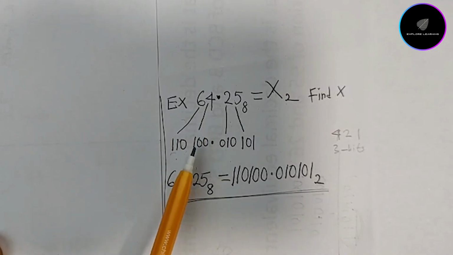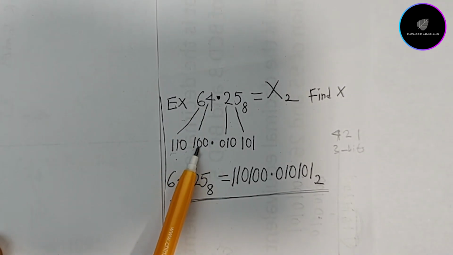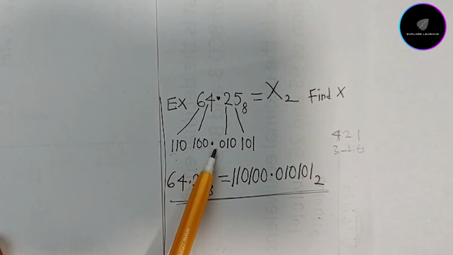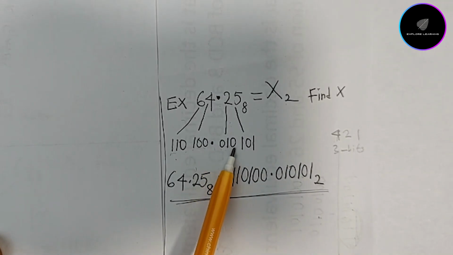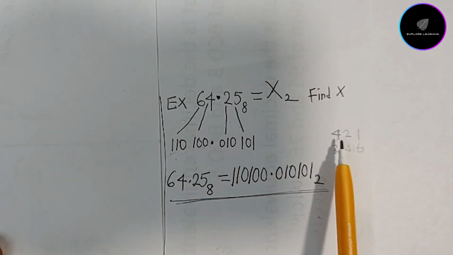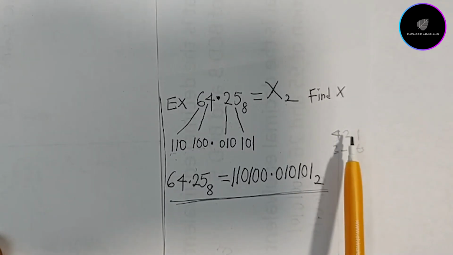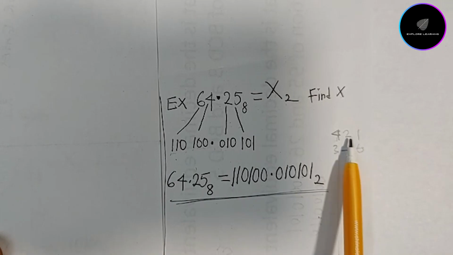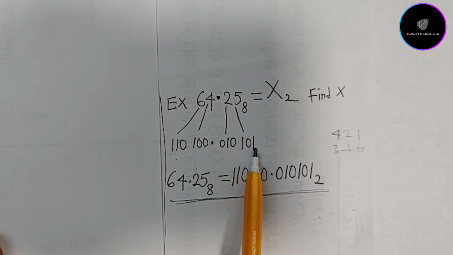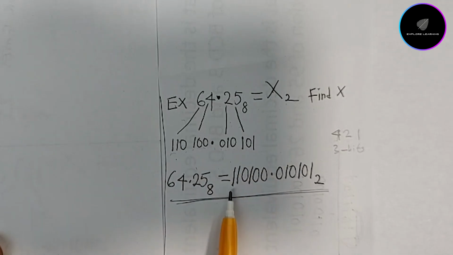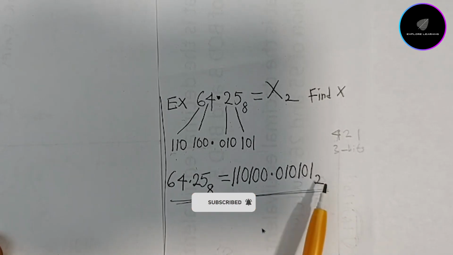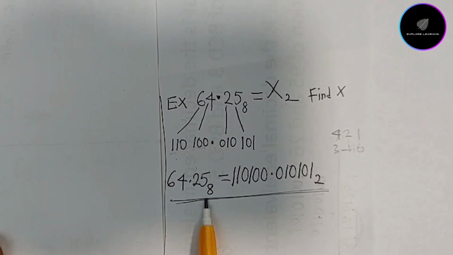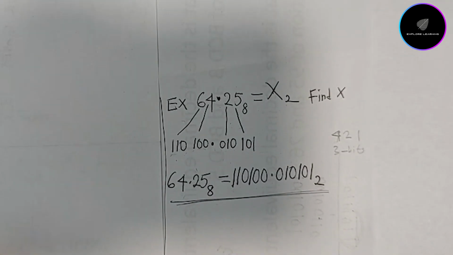This will give us 6, and then in the case of 4, it means 4 is going to be on, then the rest is going to be off, 0, 0. Then you have the dot. For 2, it means we're going to have 0, 1, 0. Then for 5, it means we're going to have 1, 0, 1. It means 2 is going to be turned off, so you're going to have 1, 0, 1. So you bring all of this together, so we're going to have 110100.010101 base 2. So this is how easy it is to use the direct method to convert octal number system to binary number system.